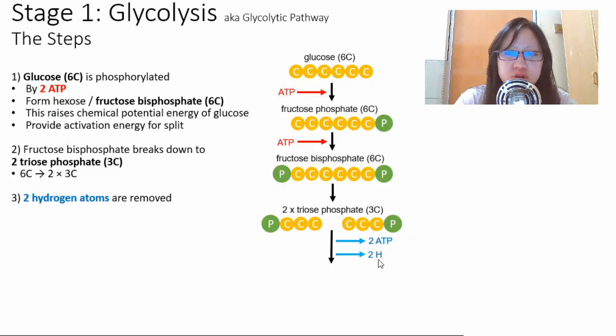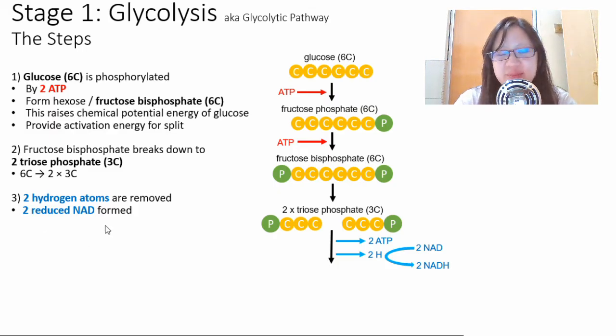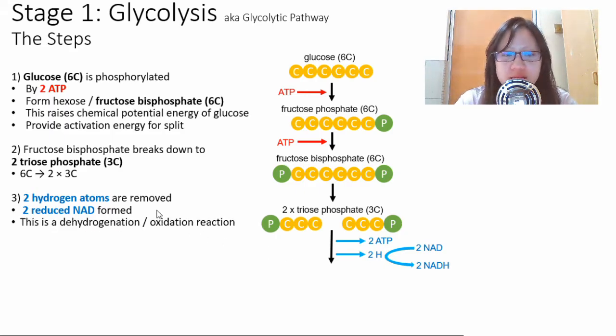Now what happens to the 2 hydrogen is that NAD, this molecule that you have never heard of, comes along, okay, and removes the H and becomes reduced. So NAD is reduced, so we call it 2 reduced NAD form. So NADH and reduced NAD are the same thing, okay? This is an oxidation reaction for the triose phosphate, because 2 hydrogen atoms are removed from triose phosphate. So triose phosphate is oxidized, or we can say it is a dehydrogenation reaction because 2 hydrogens are removed.